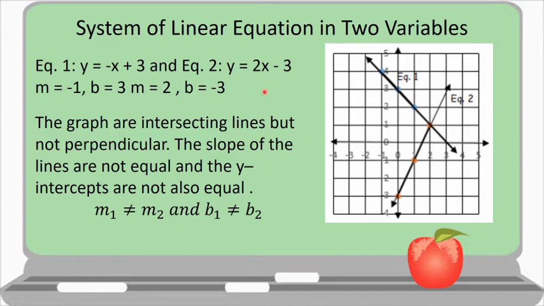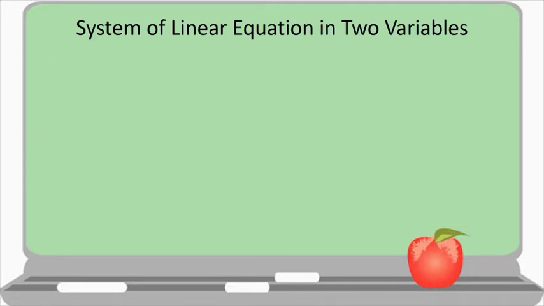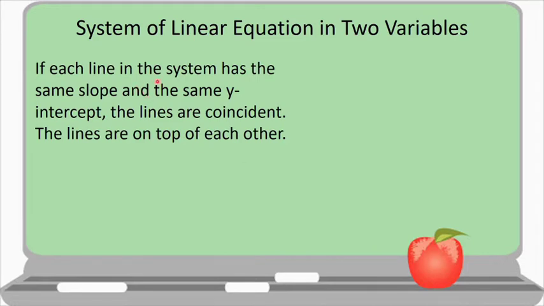This will be the graph of y equals negative x plus 3, and the equation y equals 2x minus 3. So this will be the graph. Now let us have the fourth example. If each line in the system has the same slope and the same y-intercept, the lines are coincident, or the lines are on top of each other.